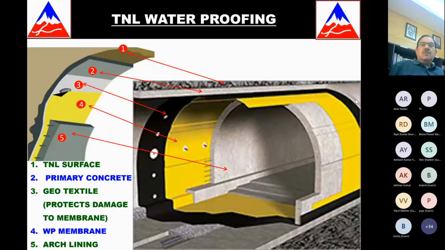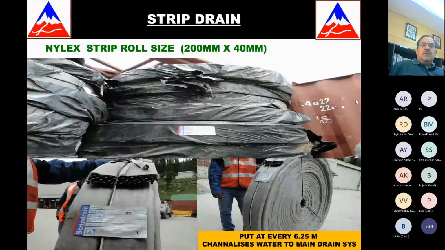But what we've done here throughout is that we've used a geotextile and a waterproofing membrane to waterproof the complete tunnel, so that the water comes to the bottom drains and can be drained out of the tunnel. We use dimple membranes, we use Nylix strips at very close spacing so that the water can be captured behind the final lining and can be diverted into the main drain and then towards the portals.